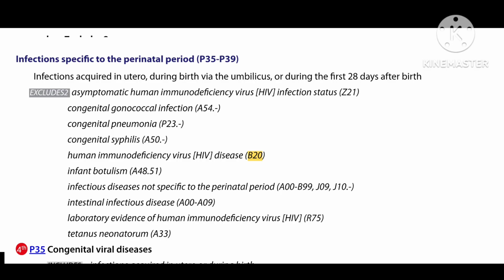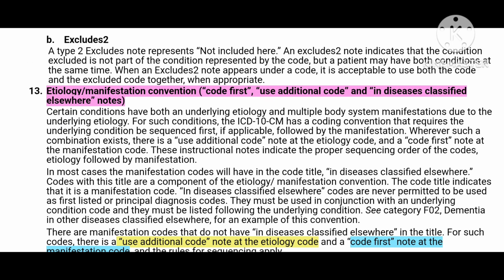It says about so many infections like congenital gonococcal infection, congenital pneumonia, congenital syphilis, like that. So all these conditions can be present in a child along with the perinatal condition. So that means you can code infections that are present during the perinatal period with all the diseases that are mentioned under this Excludes 2 if both are existing together. So that is all about Excludes 1 and Excludes 2 notes.